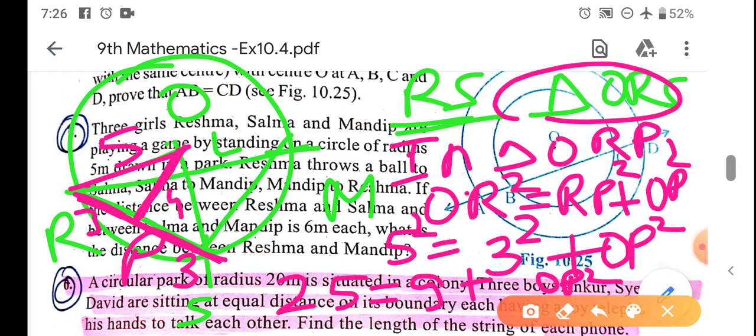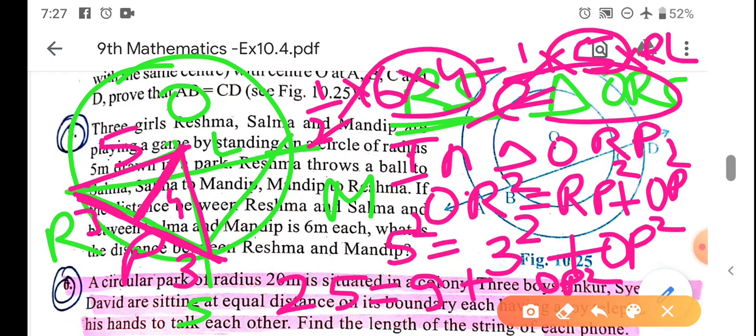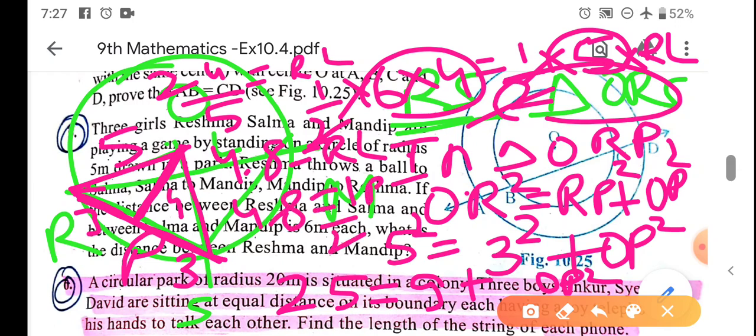So for triangle ORS, the area is half into base 6 into height 4. Earlier, I had taken base OS, that is 5, and RL. So 2 cancelled by 2, we get 24 is equal to 5 into RL. 24 divided by 5 is equal to RL, that is 4.8, and RL is half of RM. So RM is equal to 9.6. In this manner you will solve this question.